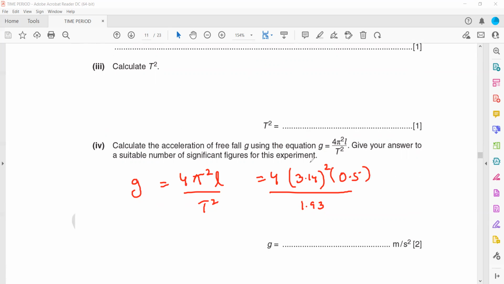So 4 multiplied by 3.14 square multiplied by 0.5, and then the final answer is divided by 1.93. So we get 10.21, or we can say 10.2 meter per second square. Here units are written, so we don't have to write any unit. If the units are not there, in that case we have to write the unit. Is it clear, this question?